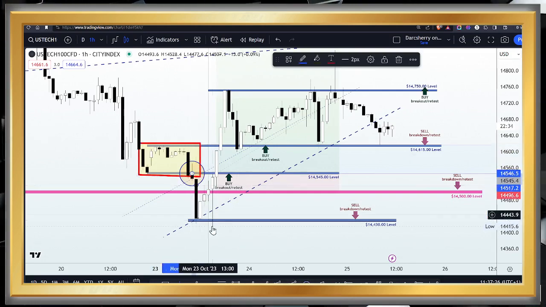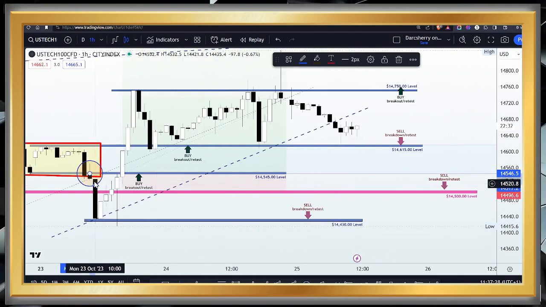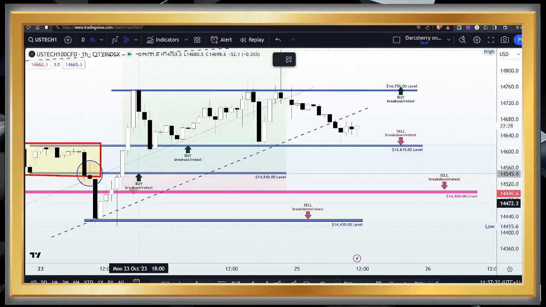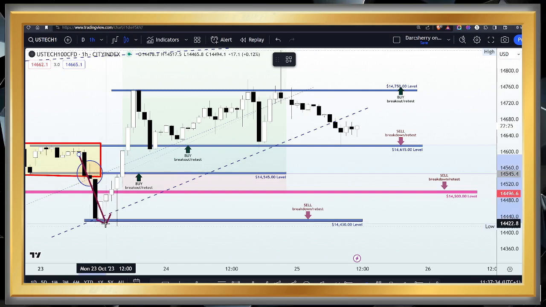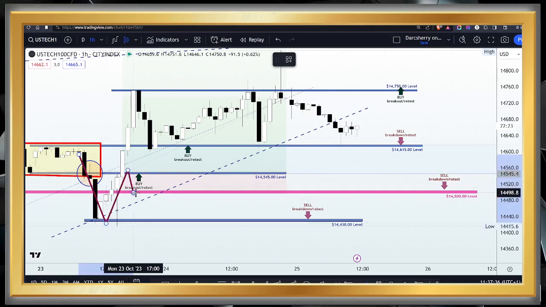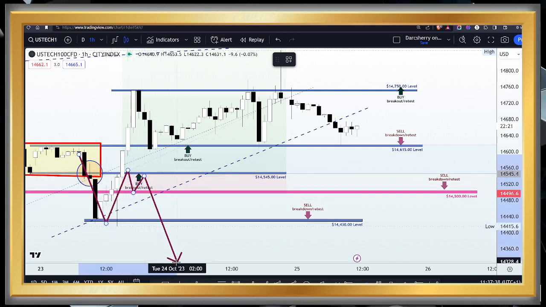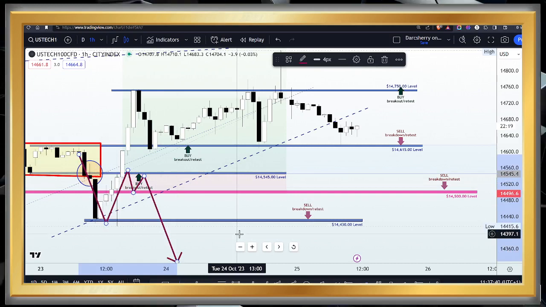a sell position triggered here, and I said that for those of us who had missed out on that sell position, we should hold on and see if the market would come back to retest the structure to give us an opportunity to join the downtrend move, which of course never happened.